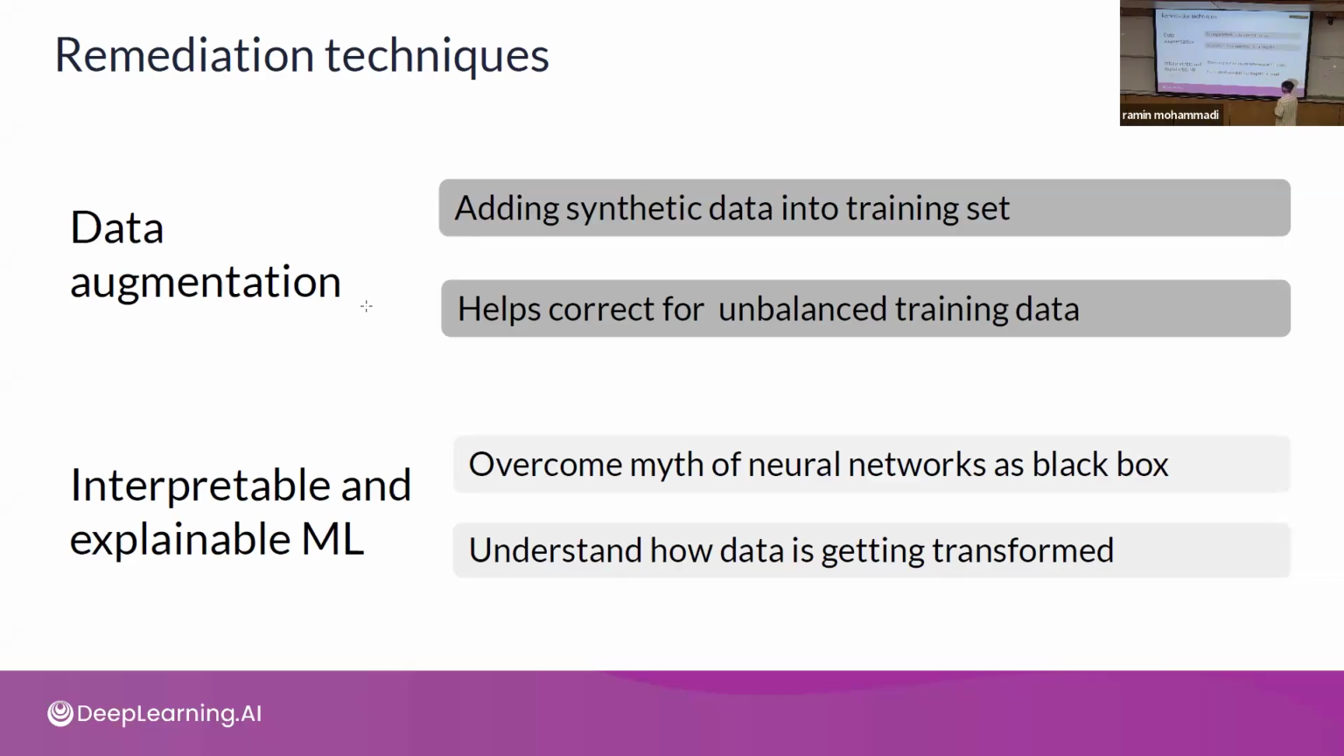And then the other one is interpretable and explainable ML. First, it is no longer valid that neural networks are black boxes. It's no longer valid. We can interpret those. But it's also important because if your model is interpretable and explainable, then you know how your data is transforming across these models.